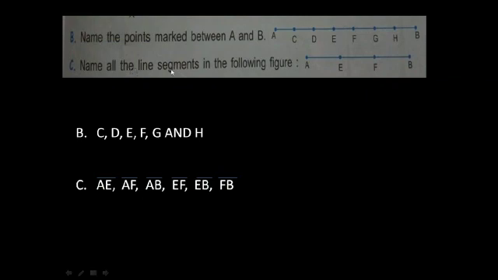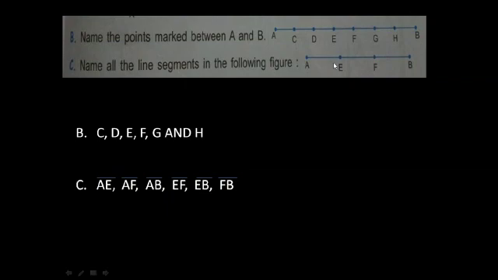C bit, name all the line segments in the following figure. Here A to B line segment is given. You have to write all the line segments present here in this figure. First you can see A to E. Yes, it has two fixed points, that is A and E. So first line segment is AE. Then A to F. Second line segment AF. Third A to B. You will write here AB.